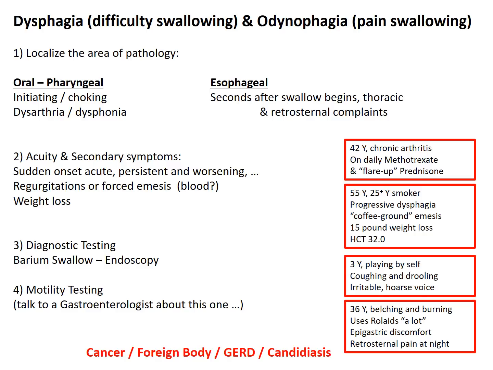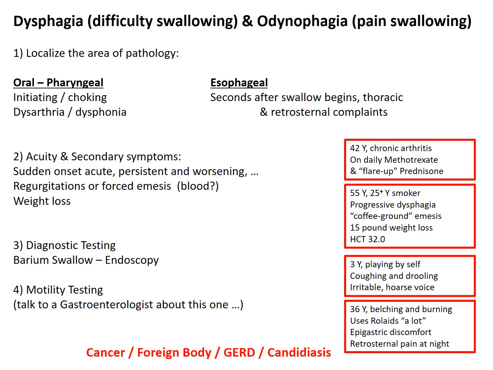So in terms of working it up, let me give you a couple things that we can suggest here. Number one, first try to localize the pathology as being either oropharyngeal or esophageal. If the individual develops symptoms initially when initiating the swallow, particularly choking, or if they have pain with talking, difficulty talking, dysarthria, dysphonia, probably dealing with the more proximal type of pathology.